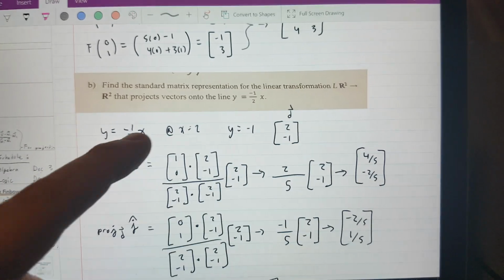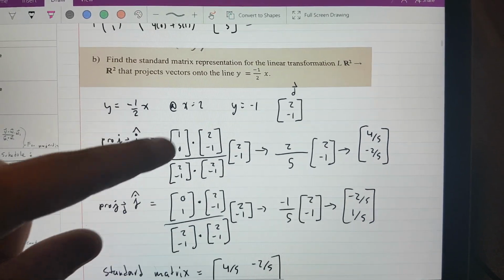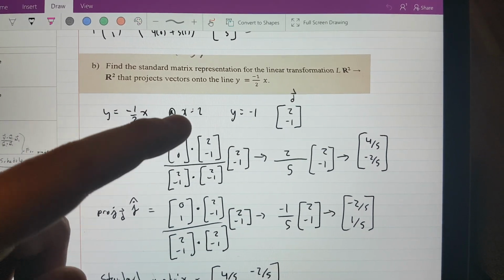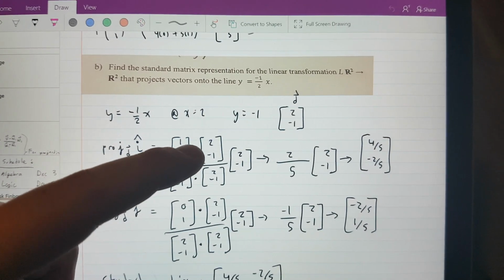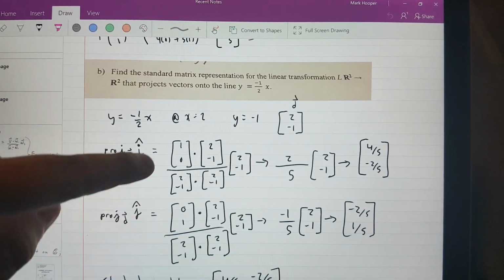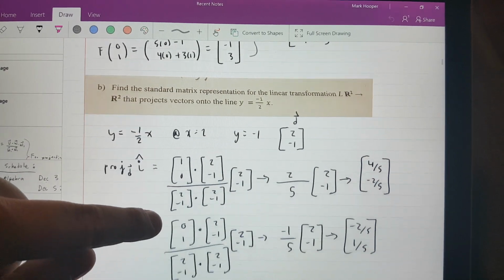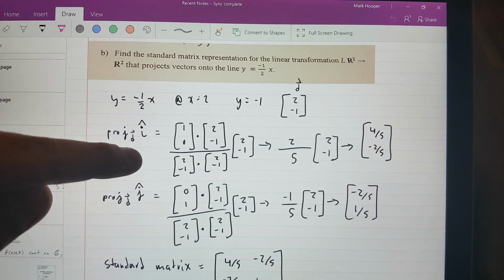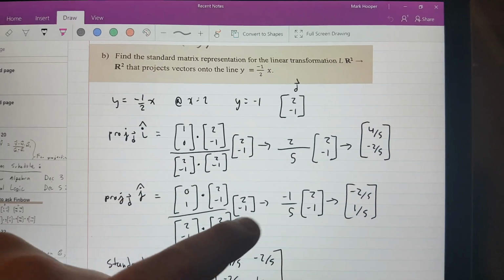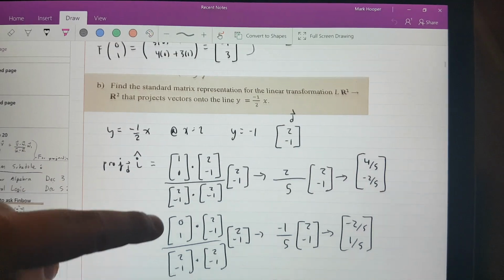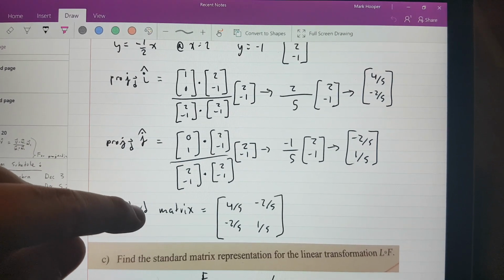Alright, so find the standard matrix representation for the linear transformation L that goes from R2 to R2 and projects vectors onto this line. For that line, we need a direction vector. So I just picked a nice set of points, and I got my direction vector. Now you're going to project these 2 vectors onto that direction vector, and that will form the columns of your standard matrix. Pretty straightforward.